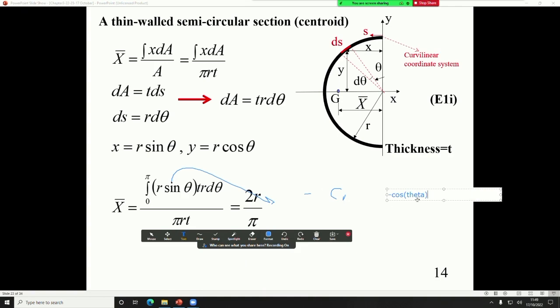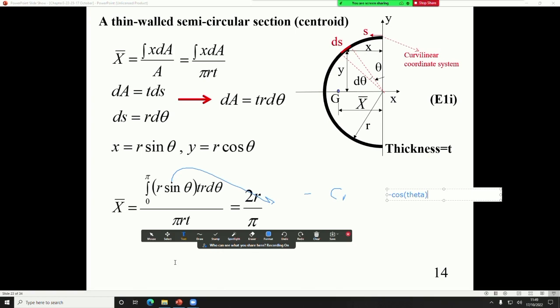What is cosine of pi equal to? -1. Well done. And what is cosine of zero equal to? 1. Okay, what's the difference between the two? 2. Okay, so you end up with 2 here. Does it answer the question? Yeah.